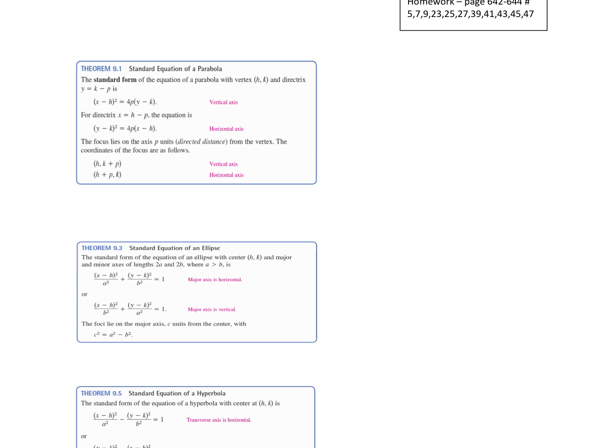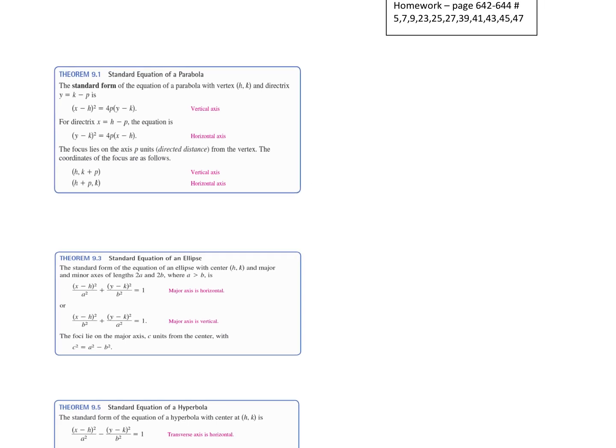So let's just kind of run through it. I'm going to run through some of the homework questions. I'm going to try to just touch on one of each, and that should be sufficient. We're going to forego all of the focus, the directrix, all that stuff. That's not really that important for what we're doing right now.